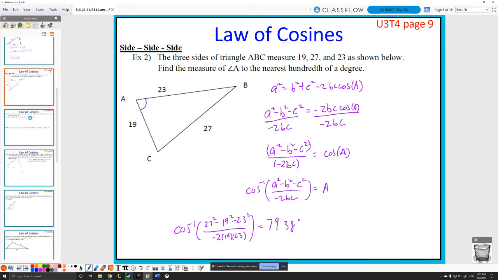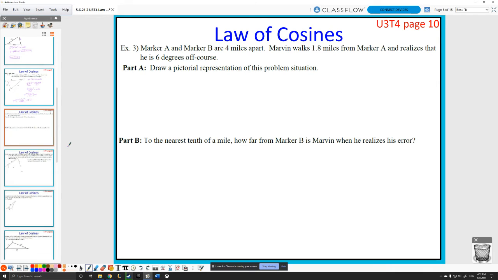Okay, so again, let's just practice a couple more. Marker A and marker B are 4 miles apart, so it doesn't really matter how you want to draw this out. Okay, this is A, this is B, 4 miles. And Marvin walks 1.8 miles from A and realizes he's 6 degrees off course. So I'm going to draw this obviously not how it's supposed to be. This is obviously more than 6 degrees, but just to show that this is 6 degrees and make it easier to write in, I'm going to make it a little bit longer than it's supposed to be. All right, so we want to find what this value is going to be.